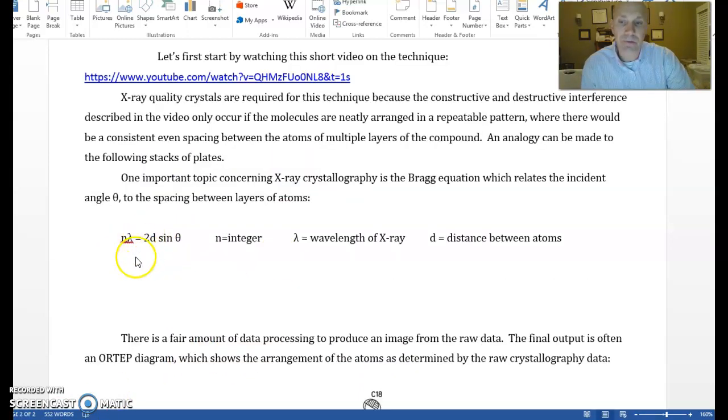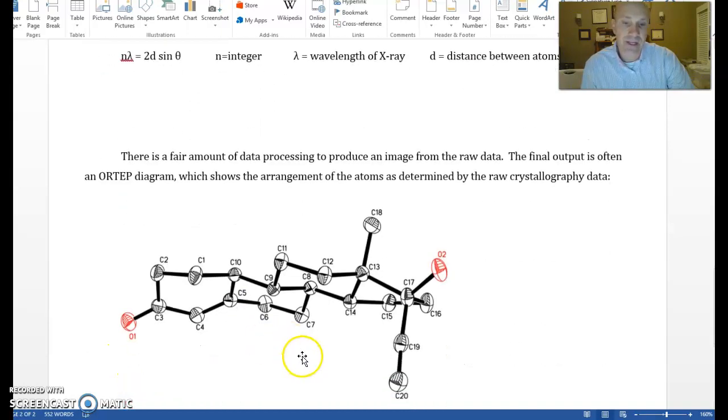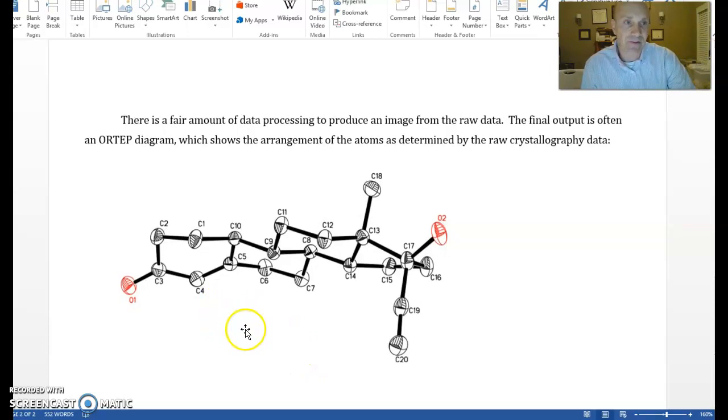In your experiment, you're constantly changing the angle at which the X-ray beam is striking your crystal, and you're seeing what angles give you that constructive interference. There's a fair amount of data to process. And what you're a lot of times interested in as a chemist is just the output. The final output, at least if you're talking about organic molecules, is what's called an ORTEP diagram, and this right here is an example of one. So this is what you would get back from the X-ray crystallographer.